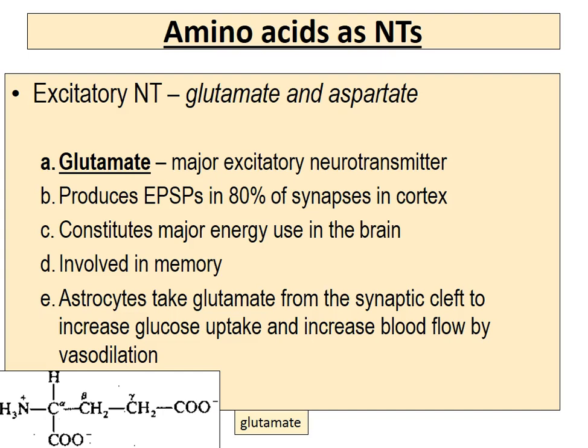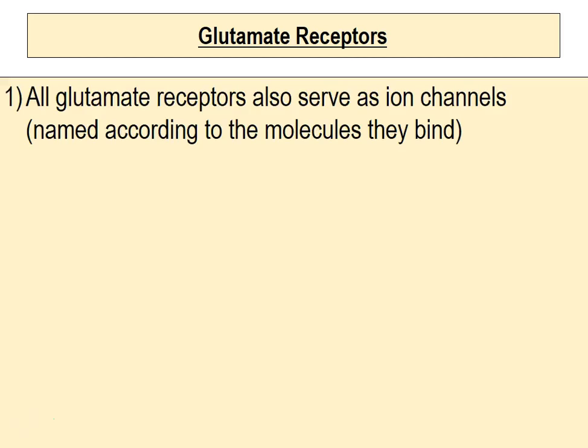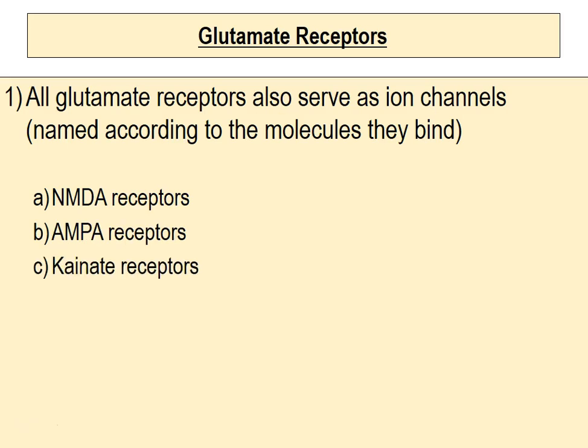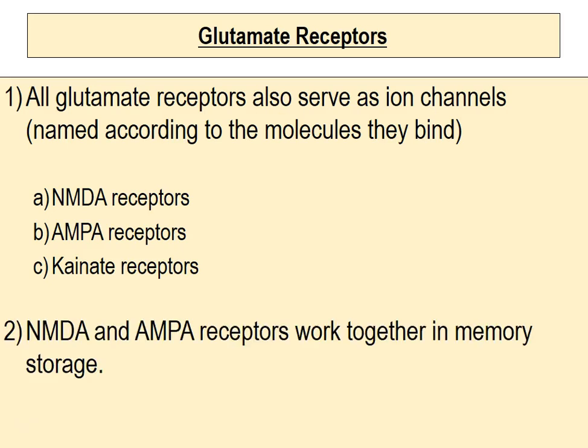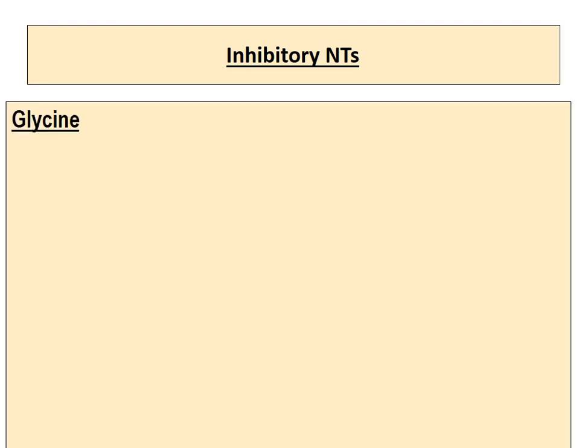Okay, so the glutamate receptors are receptors that serve as ion channels, and they're named according to the molecules they bind, which we've seen to be a pattern. NMDA receptors, AMPA receptors, and kainate receptors all bind to those respective chemicals. But the NMDA and AMPA receptors work together in the formation and storage of memories. And then you have the inhibitory neurotransmitters, for example, glycine, which produces IPSPs.